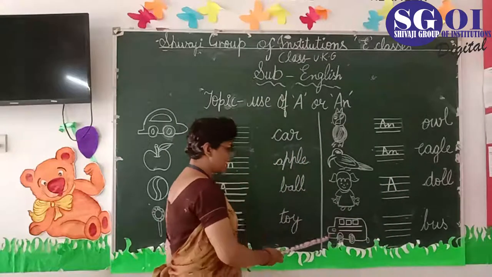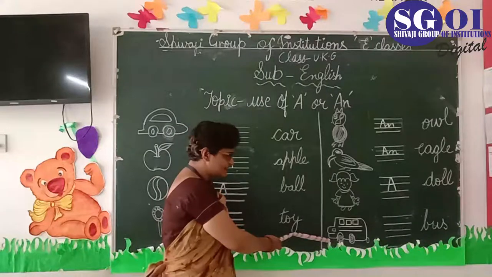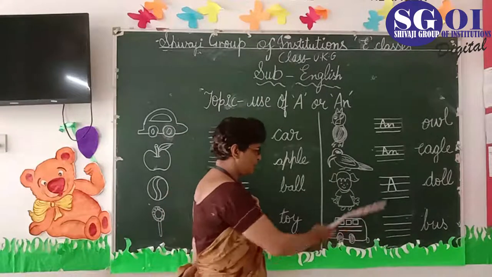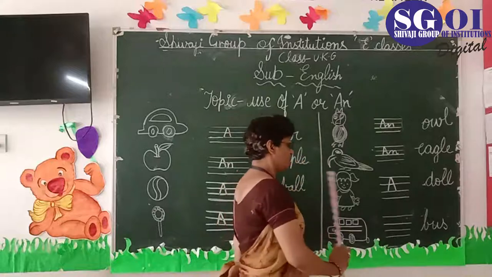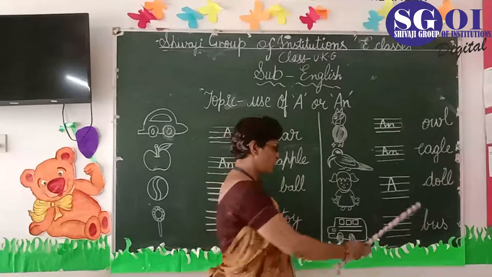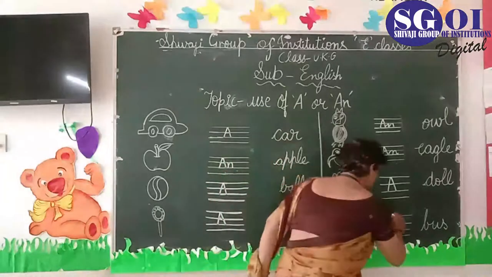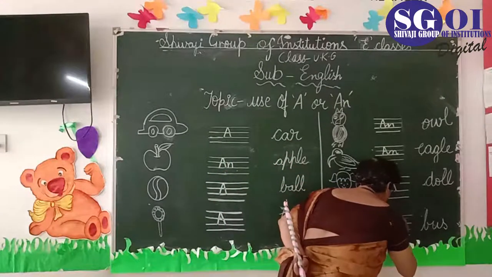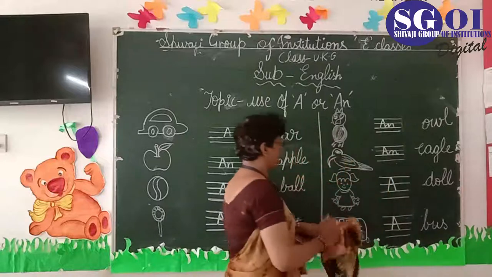Okay. Look at the next picture. This is the picture of a bus. Okay. B-U-S, bus. B is a consonant. B is a consonant. So we will use here A. We will use here A. Okay. Now say with me again.